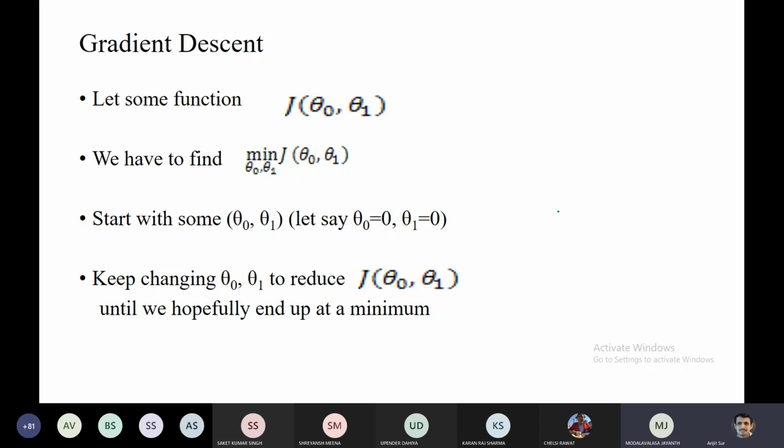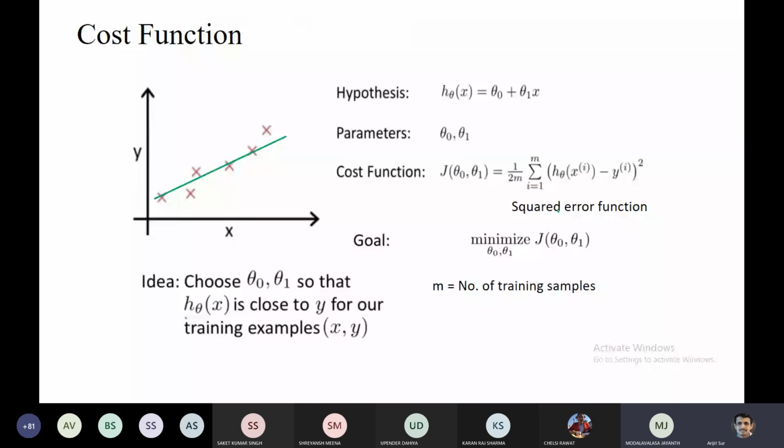Okay. So we were discussing the method, the algorithm to find the local optima, basically the minimum of this cost function. What we said is that the function is J(θ0, θ1), and we have said that this function looks like this. As you see, this is the function. So we have to write it.